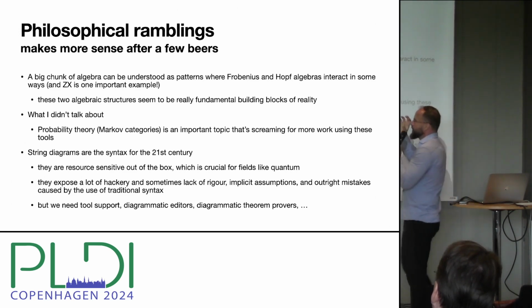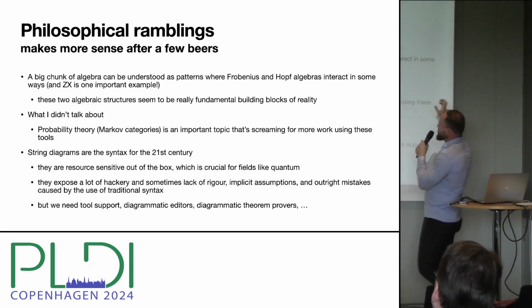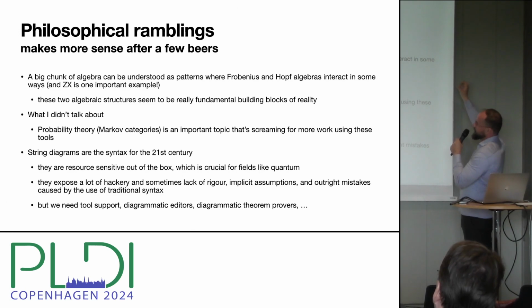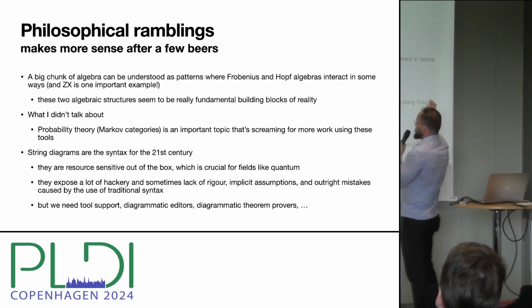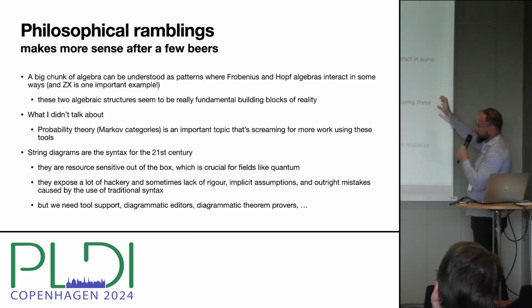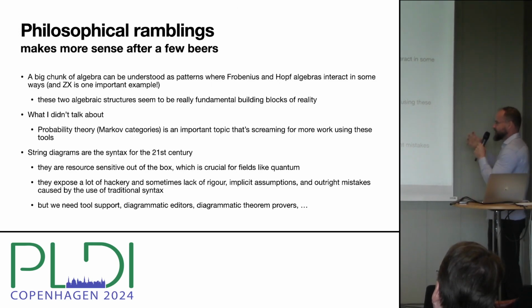So I think in general, a big chunk of algebra can be understood as patterns where Frobenius and Hopf algebras or bialgebras interact in some way, and ZX is one important example. And I think that these two algebraic structures seem to be really fundamental building blocks of reality, and somehow at a higher level than we normally do maths.